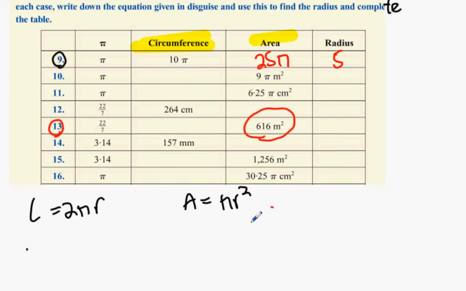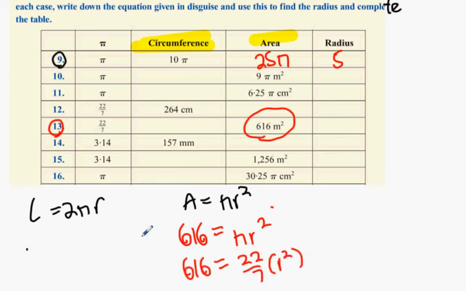So what I'm going to get is this, guys. I'm going to get 616 is the area. It equals pi r squared. Does it tell us a value to use for pi, Sean? What value of pi does it ask us to use? It asks us to use 22 over 7. Okay? So it asks us to use 22 over 7 for this question. So it's going to be 616 equals 22 over 7 multiplied by the radius squared.